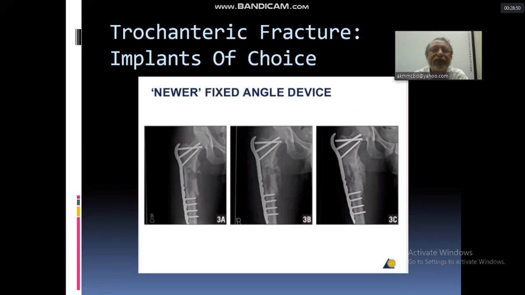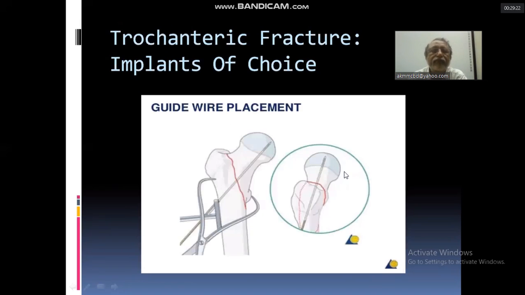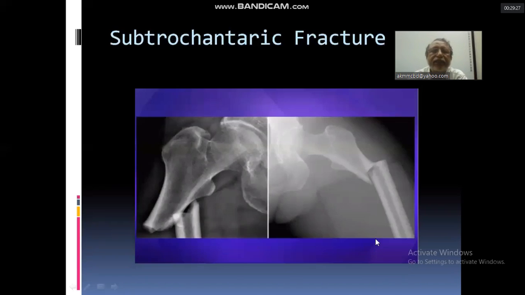We can use special type of plates. We call it trochanteric plates. Multiple screws in the proximal part through the trochanter and the neck, and multiple screws in the distal part of the shaft. And you are not touching this part of the comminuted fragments. Fixed angle plates. Well, it is not needed. It is the technical details.